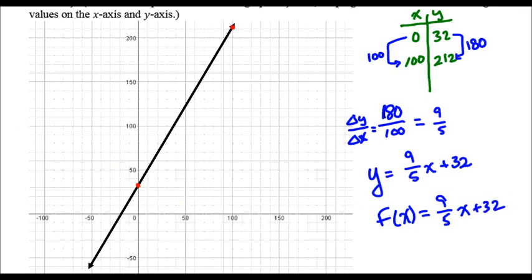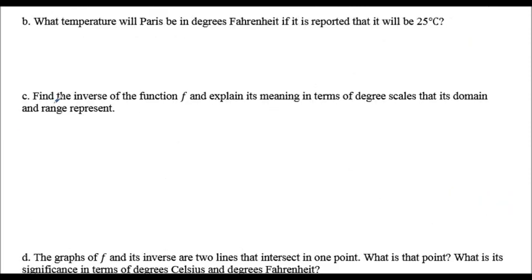All right. Let's proceed. Now it wants to know what is the temperature in Paris in Fahrenheit if you know the temperature in Celsius is 25 degrees. So go ahead and work that out. Play the recording when you're ready.